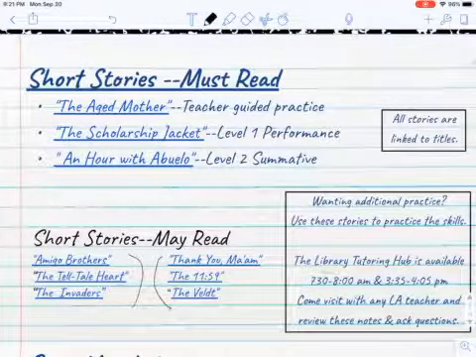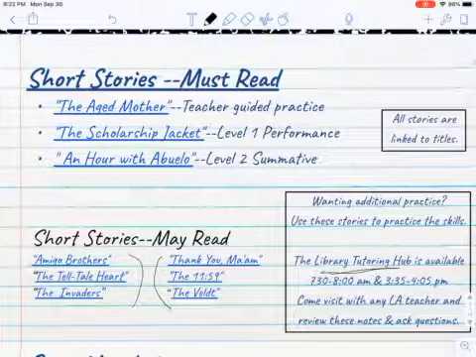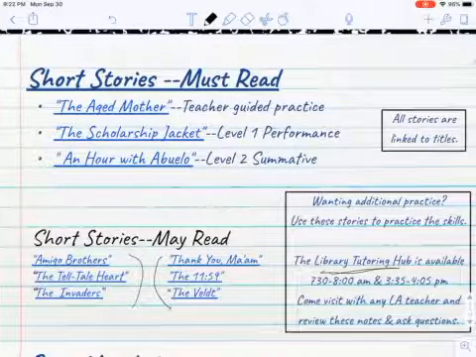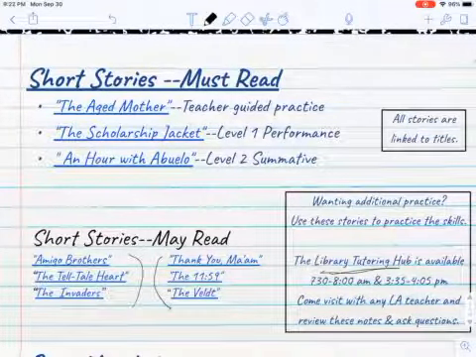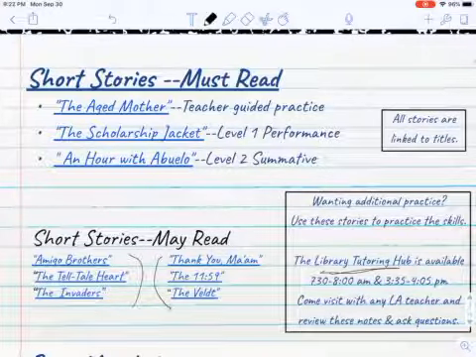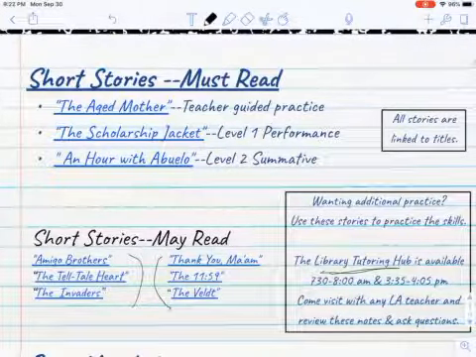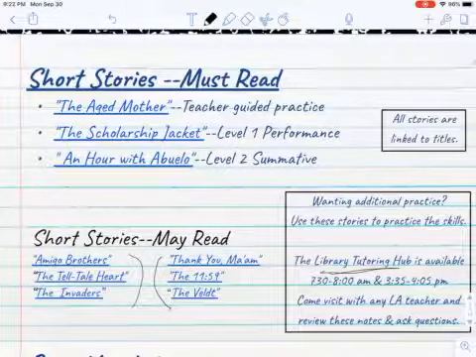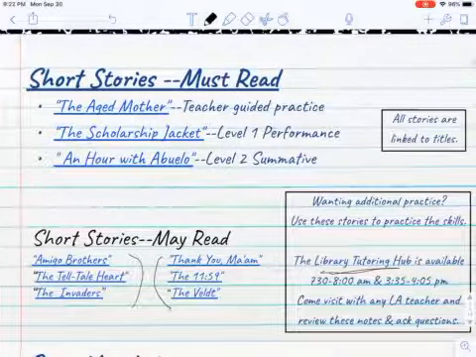The Library Tutoring Hub is open every day. It's open from 7:30 to 8 o'clock in the morning and from 3:35 to 4:05 in the afternoon. Any LA teacher can help you with questions that you might have, and definitely bring these notes so that you can talk this over with them.